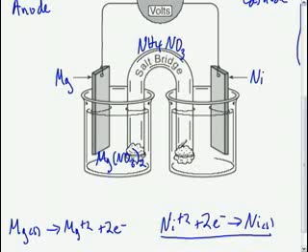However, on the nickel side, we are reacting. Our reactant is nickel plus 2, so we are required to have nickel plus 2 in this solution. So our electrolyte here should be something like nickel nitrate, Ni(NO3)2.